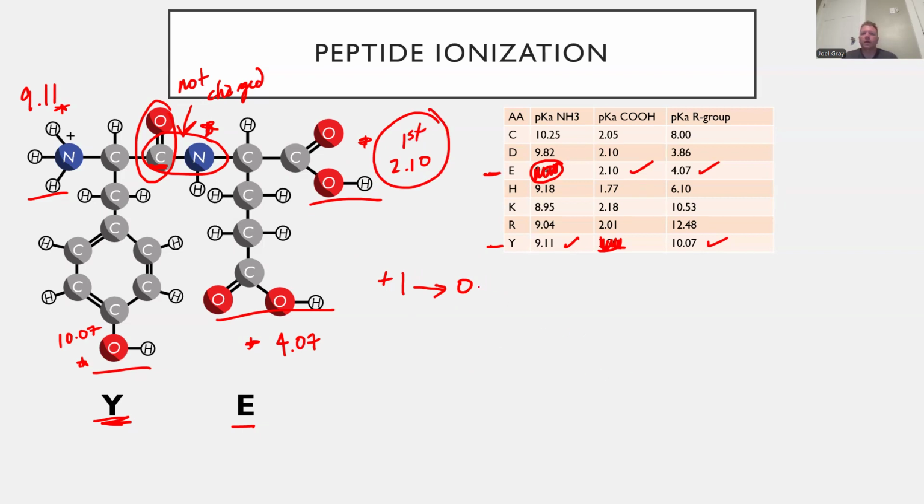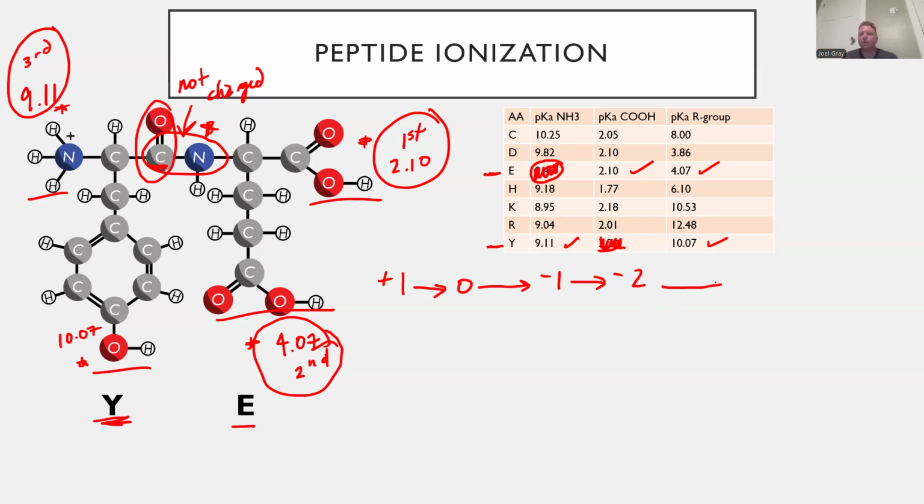Okay. Then after that group gets deprotonated, I'm going to go on to my second ionizable group. And that's going to have a pKa of 4.07. So I'm going to circle that. That's going to give me -1. My third ionizable group is going to have a pKa of 9.11. So that's my third group. That's going to give me a -2 charge when all three of those are deprotonated.